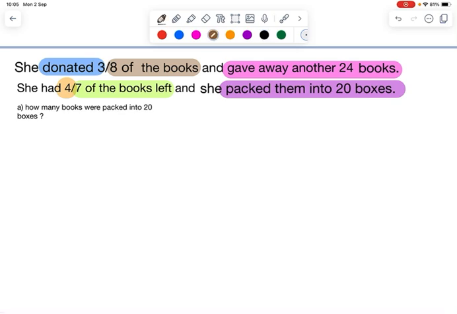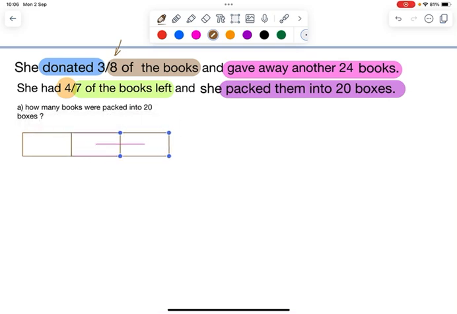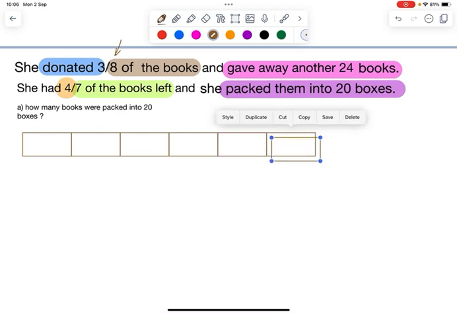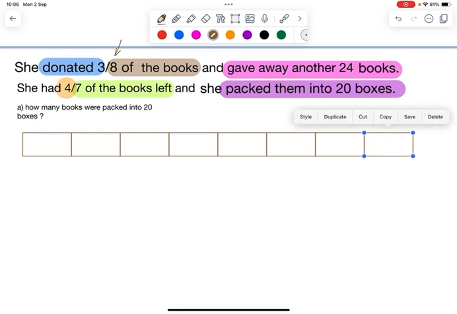So this Miss City had a certain number of books. The denominator says 8 units, correct? 3 out of 8, so we have to draw 8 of these. 1, 2, 3, 4, 5, 6, 7, and the last one, 8. Now, the fact that she donated 3 out of 8 means 3 parts of it, so we use this to indicate the donated portion.